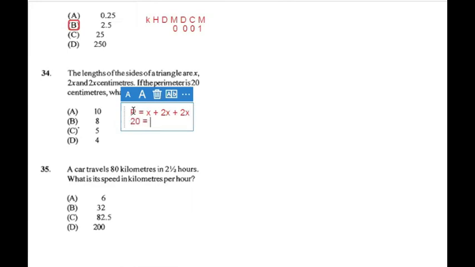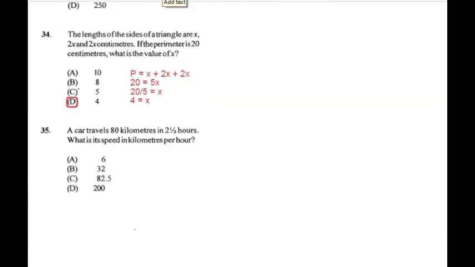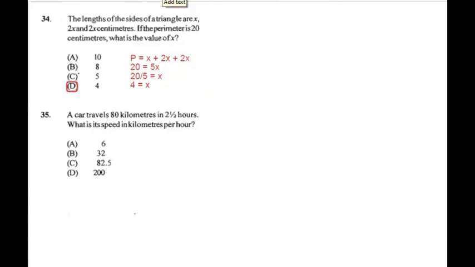So what we're trying to find is the value of x. So x plus 2x is equal to 5x. So therefore 20 divided by 5 is equal to x. So we're solving for x. So the value for x is 4. So just always ensure that you read the questions, guys, and understand it as best as possible.